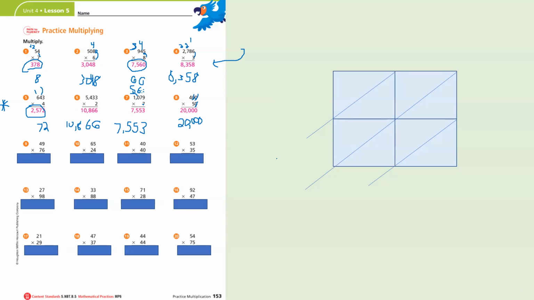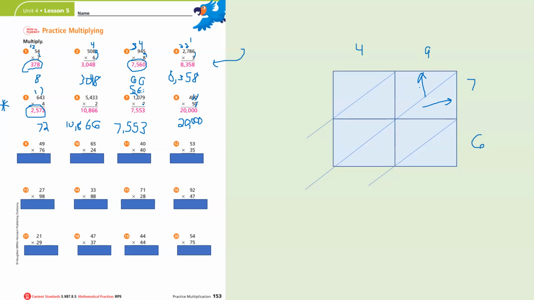Now we're going to use the lattice method for these problems right here. So 49 times 76. I'm going to put my 49. I'm going to put 76 in. And then all you have to do is look at each box. Each box has a number on top of it, and each box has a number to the right of it.